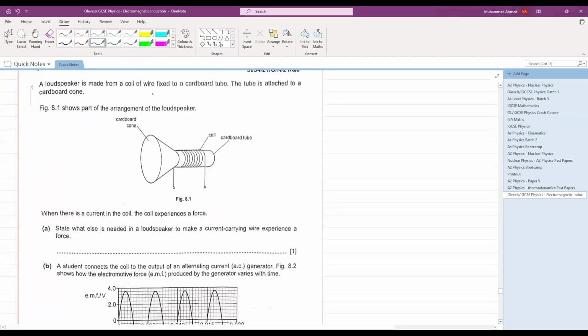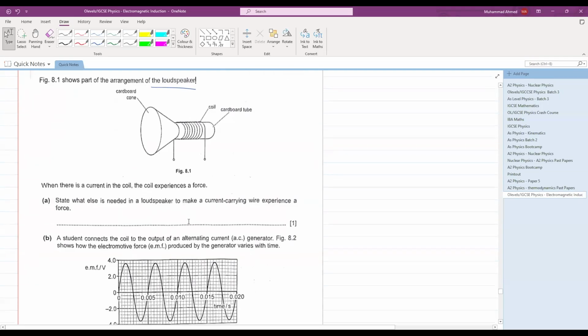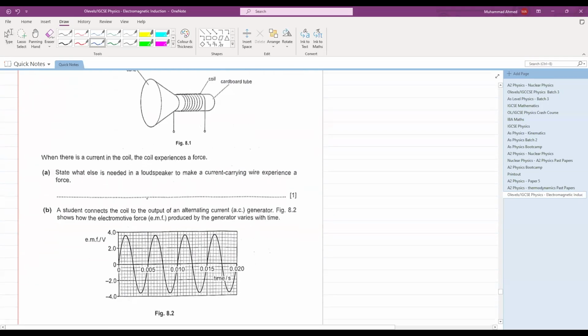A loudspeaker is made from a coil of wire fixed to a cardboard tube. The tube is attached to a cardboard cone. Figure 8.1 shows part of the arrangement of the loudspeaker. When there is a current, the coil experiences a force. State what else is needed in the loudspeaker to make a current carrying wire experience a force. Magnetic field or magnets.